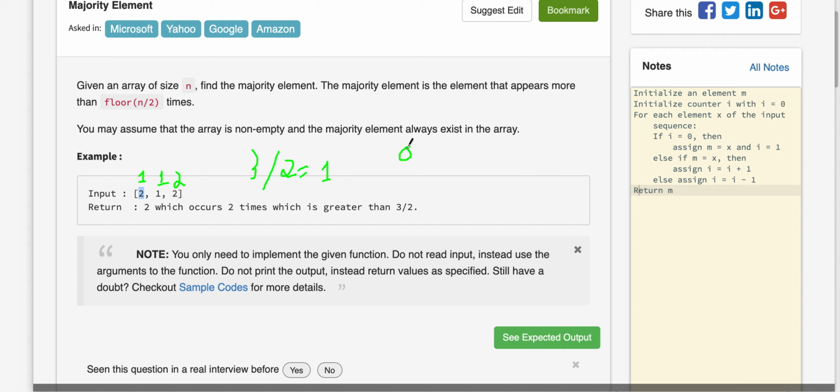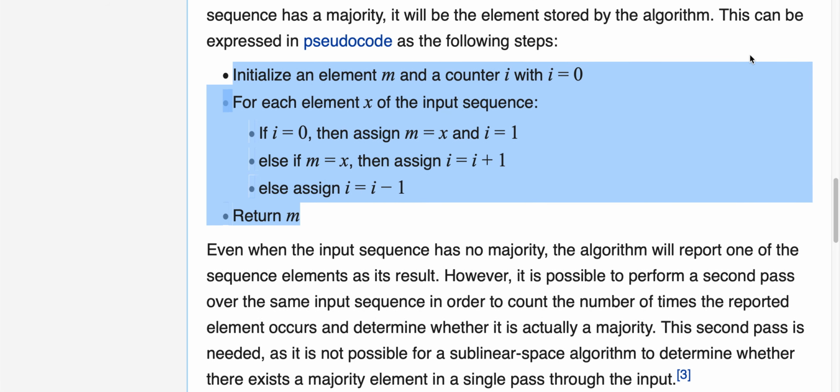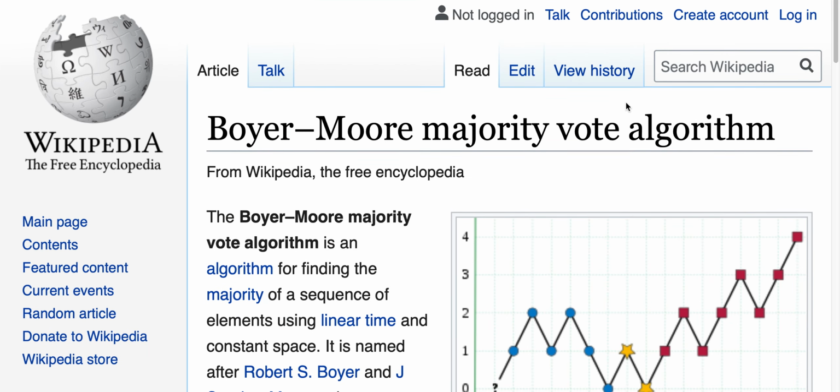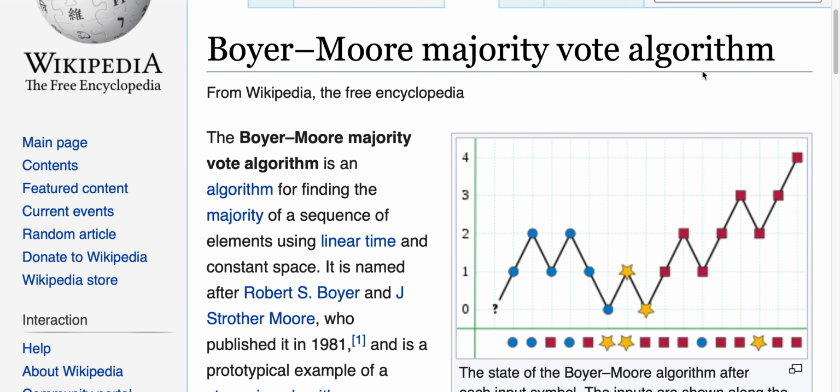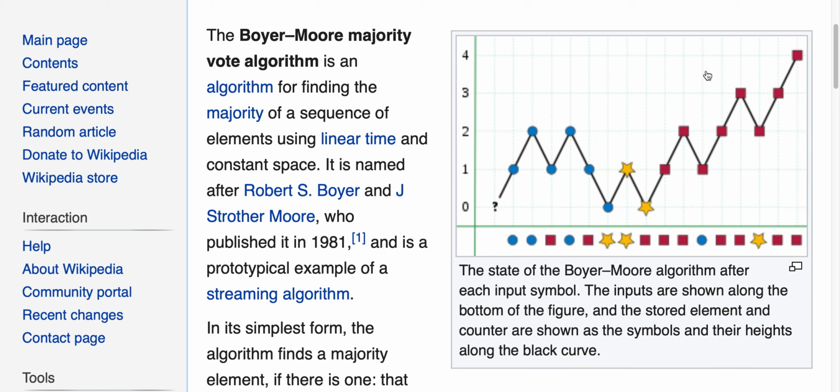So a good solution would be to do it in O of n complexity and O of 1 in memory. There is a known solution for that. It's a known problem, and of course there is a trick here. It's called the Boyer-Moore majority vote algorithm.